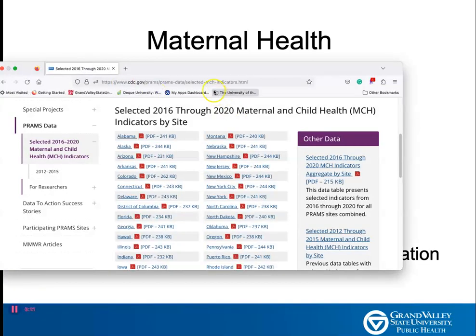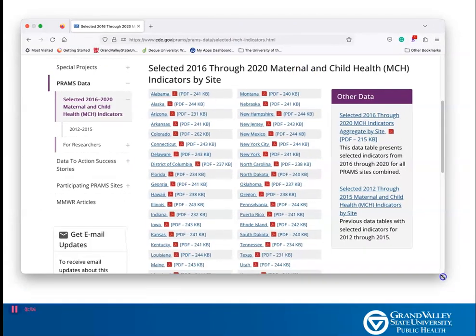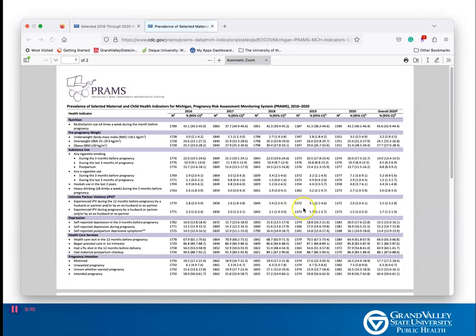Hopefully this will work. You can see, oh good, hopefully you can see it. You can see the states, and you can actually go to Michigan, and then you can see some of the analysis of the prevalence, remember what prevalence is, and the risks and assessments with regards to this. And so we can see this has actually been on the rise. So kind of keep that in mind, okay?